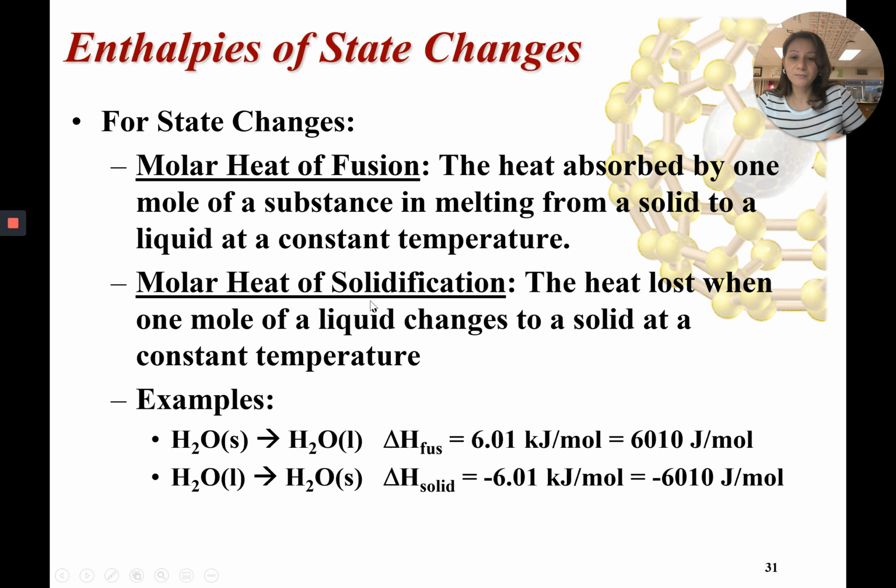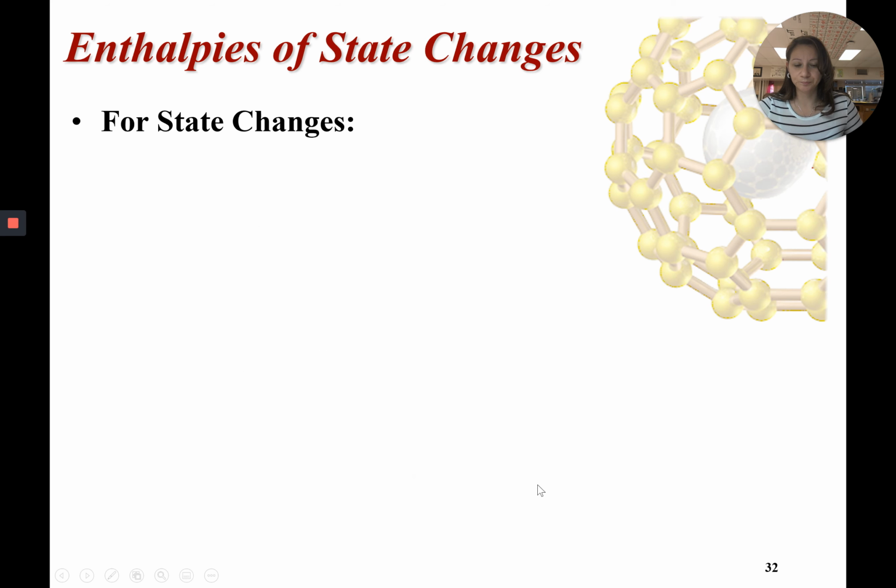For water to go from solid to liquid, to melt 1 mole, it takes 6.01 kilojoules of energy. It has to absorb that much energy in order to melt. To take liquid water and freeze it, the liquid water will release 6.01 kilojoules per mole. So those numbers are the same, except one is endothermic, one is exothermic. These numbers, the 6.01 kilojoules per mole and negative 6.01 kilojoules per mole, are going to be provided to you on the test to be able to use.